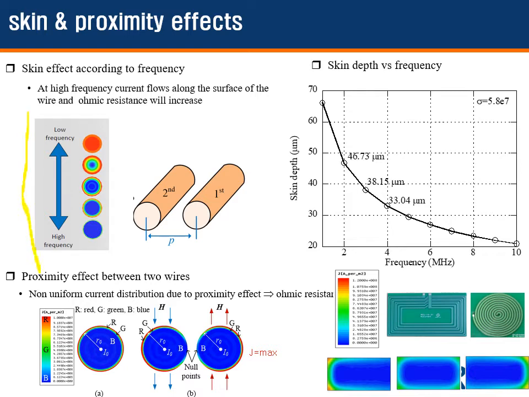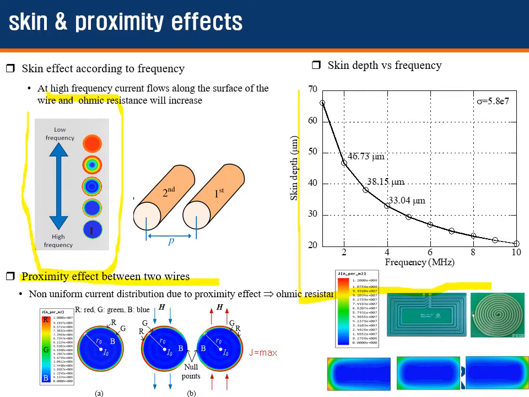Here, this figure shows the current distribution in metal wire according to frequency. Red is higher current density. As you can see, as the frequency increases, current density at the surface is red, while that in the middle is 0 here. This graph shows the skin depth according to the frequency. As frequency is increased, the skin depth will be decreased, as you can see.